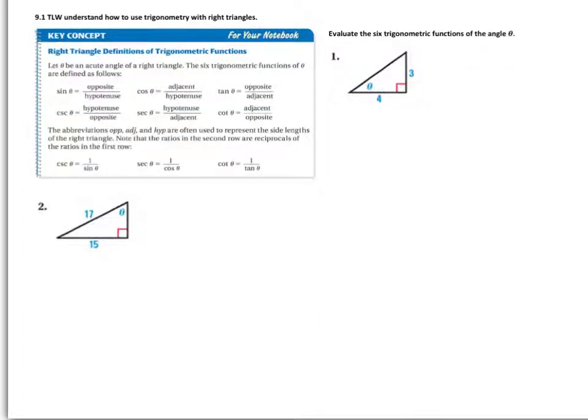Hey guys, today's goal: the learner will understand how to use trigonometry with right triangles. Okay, so the big three that you've learned so far are sine, cosine, tangent. Another way to remember that, SOHCAHTOA.